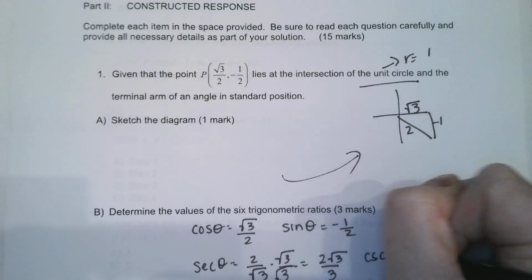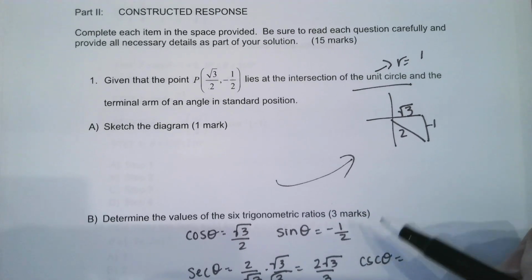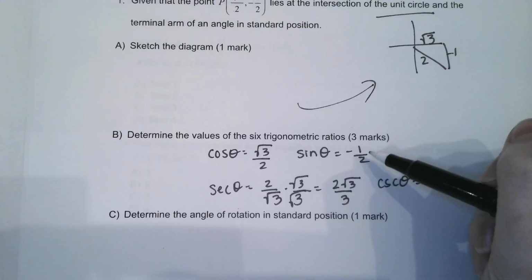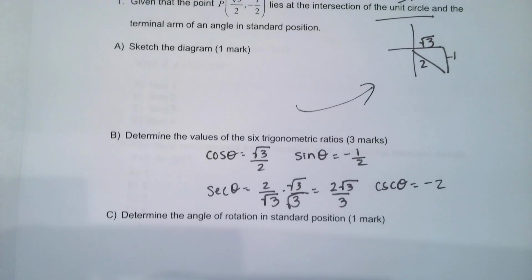Same thing for cosecant theta. I just do my reciprocal. This one works out nice. Reciprocal, oops, can you even see what I'm doing? Reciprocal of a negative 1/2 is just equal to negative 2. Hard ones here are tan and cotan.